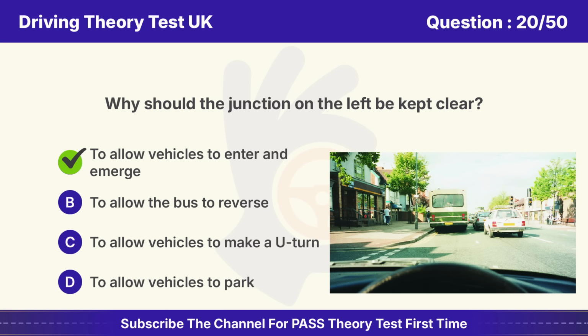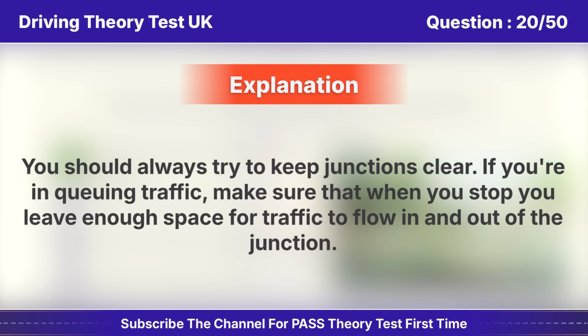Answer is A. To allow vehicles to enter and emerge. You should always try to keep junctions clear. If you're in queuing traffic, make sure that when you stop you leave enough space for traffic to flow in and out of the junction.